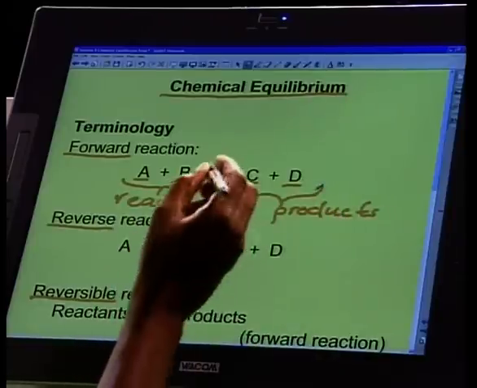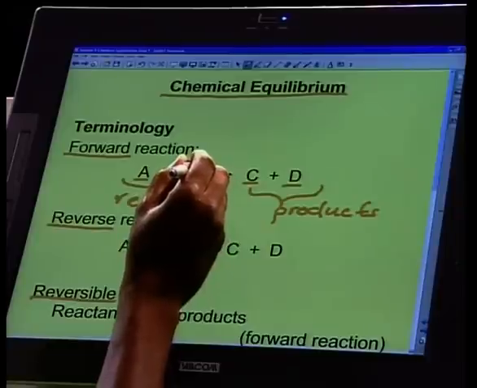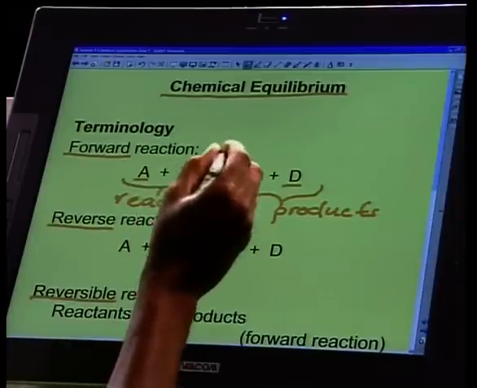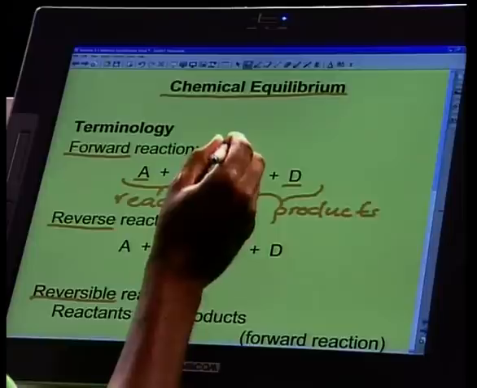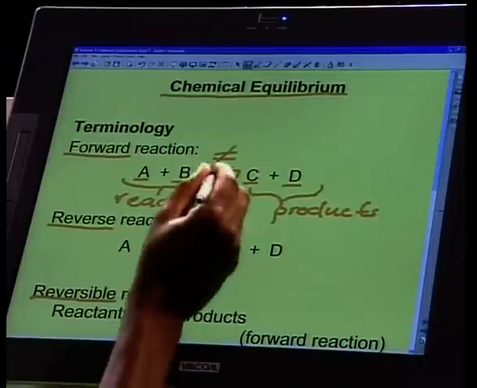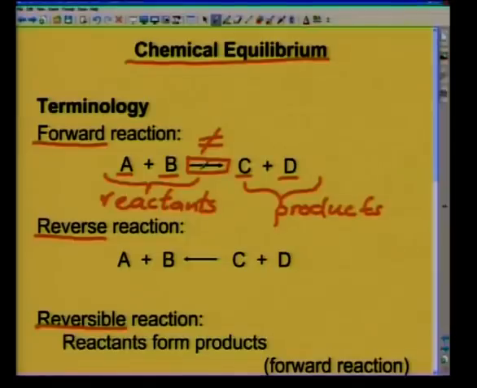Now, this is an arrow which is used. Remember, we don't use an equal sign in chemical reactions. We make use of an arrow. Now, from A and B reacting to give us C and D, we're saying that this is a forward reaction. In other words, it's moving from left to right. So that becomes a forward reaction, like it's written there.